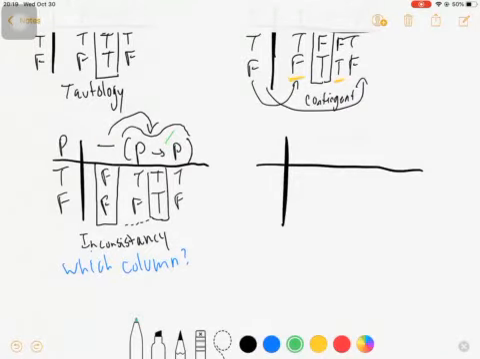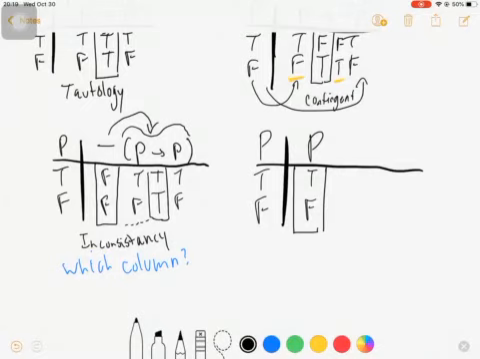Let's keep going. Let's do just P. This is easy. There's only one letter. Write down a T and an F. Write down a T and an F here. In this case, we have an implicit main operator of just the letter. And since we find T's and F's, this is contingent.